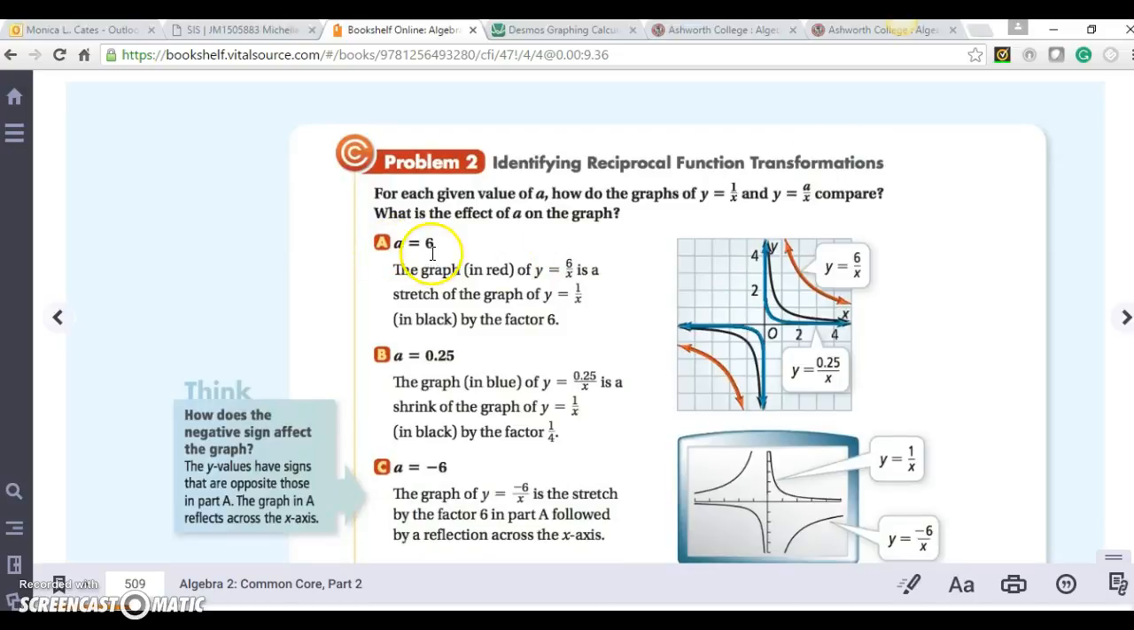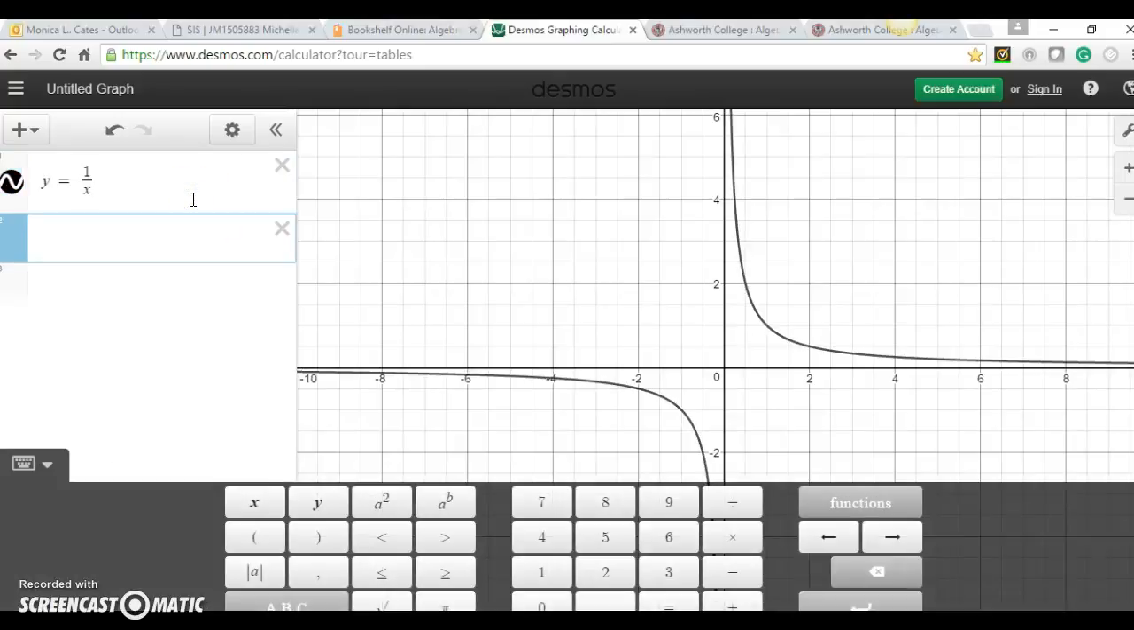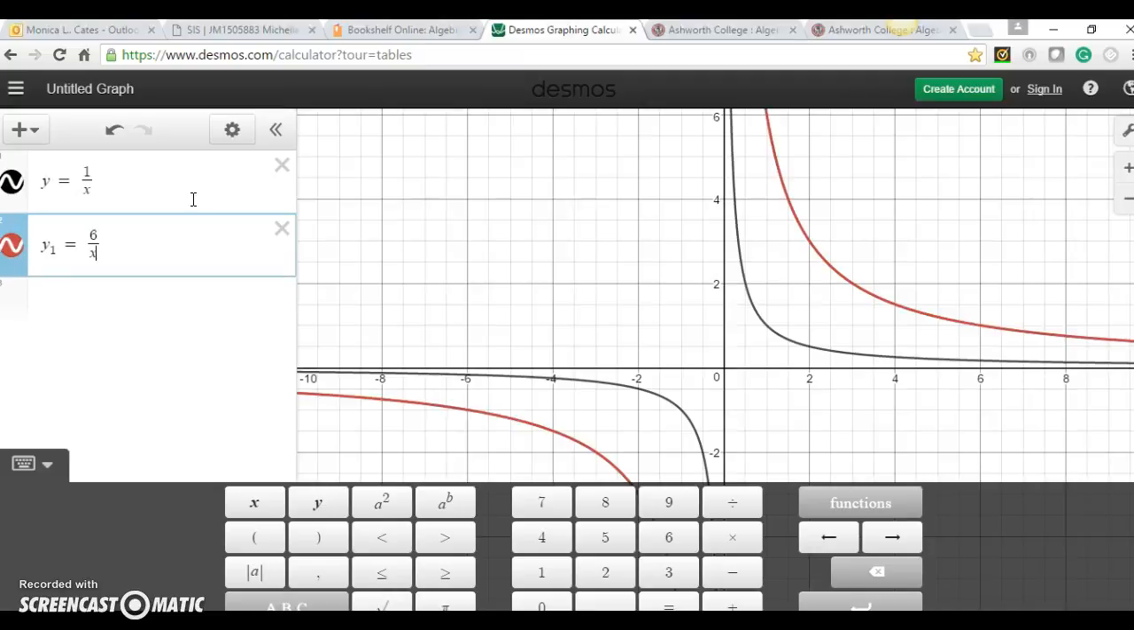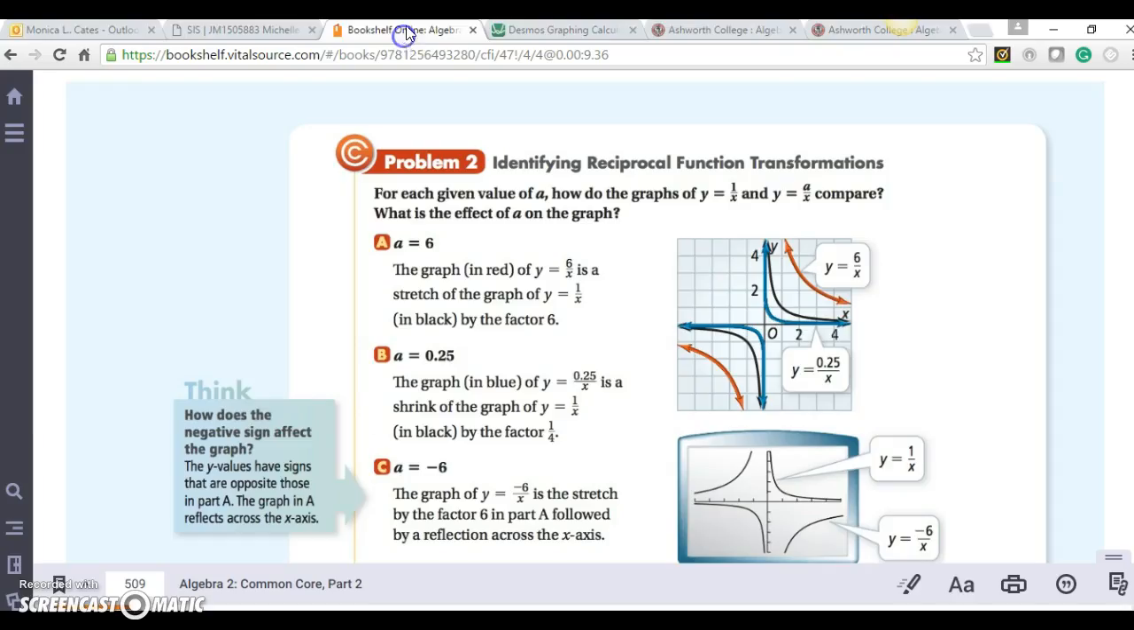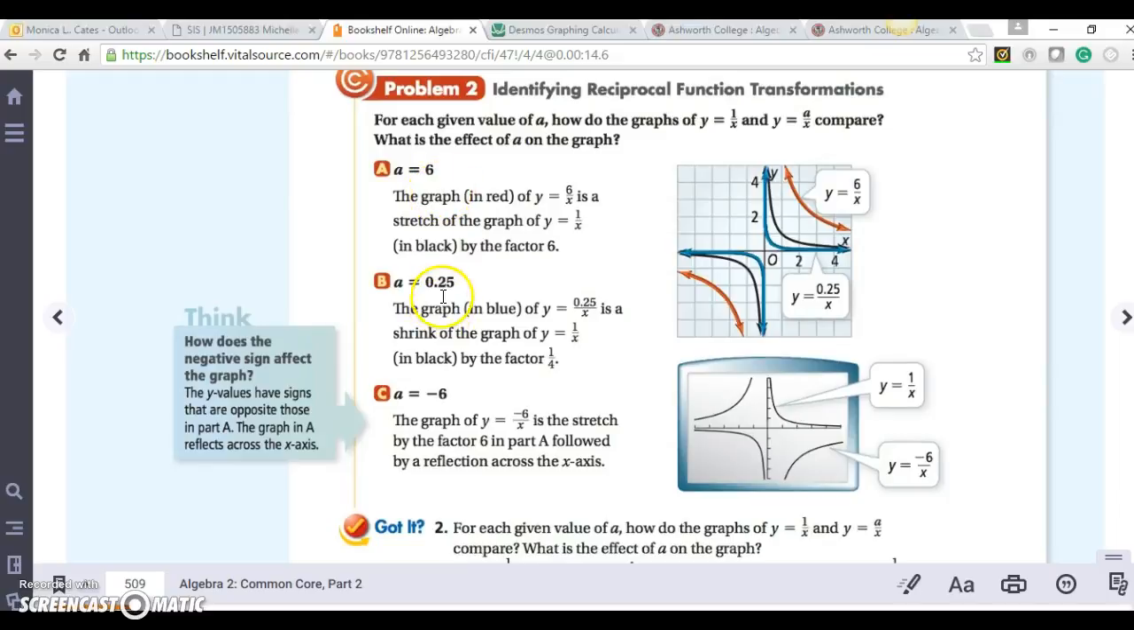So the first one, when we have 6, we can do one here. I'm going to say y1, so I know the difference, and 6 over x. And as you can see, it moves away from the y-axis, so I'm saying that it's stretching away. So this is a stretch. And as the numbers get bigger, we're stretching. And as the numbers get smaller, we're going to say they shrink.